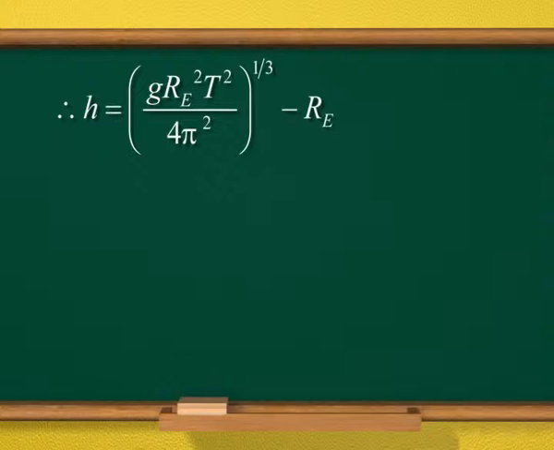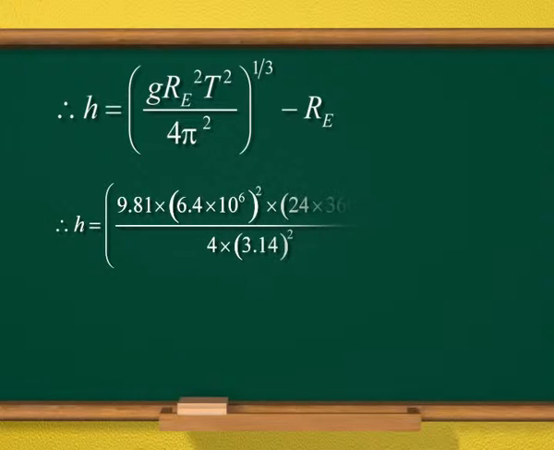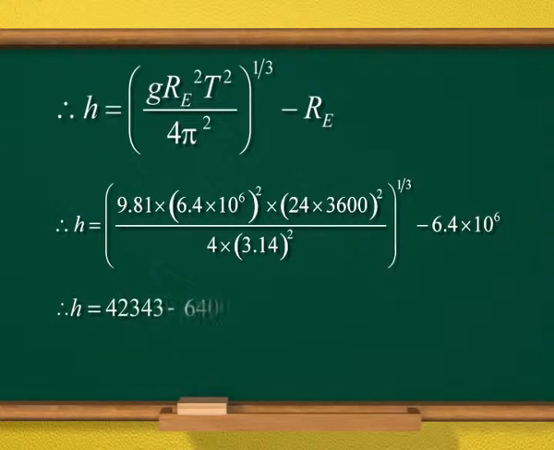the height of the satellite would be cube root of 9.81 into square of 6.4 into 10 to the power 6 into square of 24 into 3600 upon 4 into square of 3.14, minus 6.4 into 10 to the power 6. This gives h equal to 42,343 kilometers minus 6,400 kilometers. That is 35,943 kilometers.